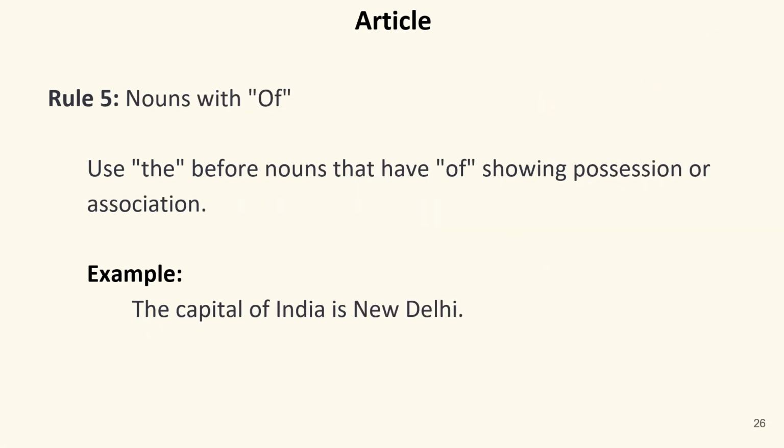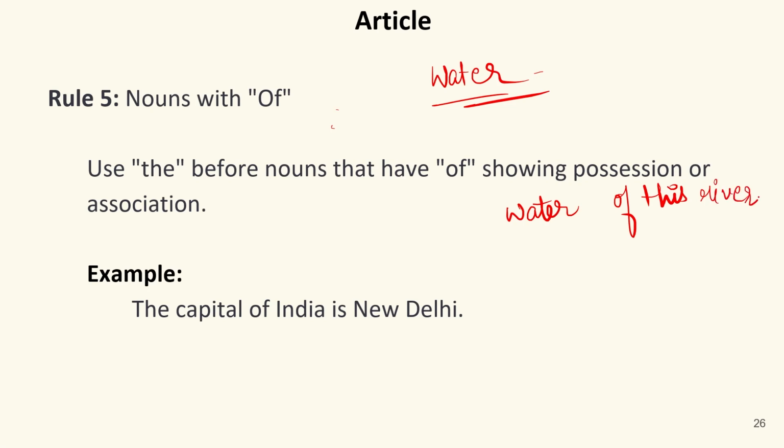Nouns with of. The nouns that are particular. For example, if I say water, water is uncountable, we do not use any article. But if I say water of this river, it means you're making this water particular. Also, I'm talking about the water only of this river, the possession of this river. So in this case, we can use the water of this river. So this will be correct. But if I say the water, that will be incorrect. But if I make it particular, we use the before it.